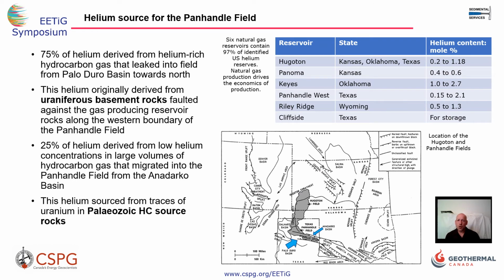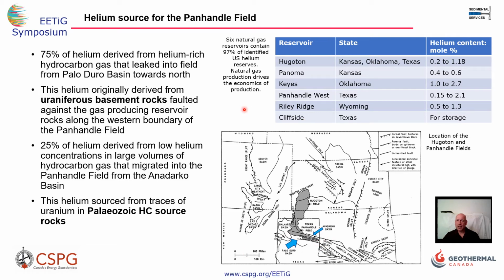So the helium sources for the Panhandle field are from two basins. They're mainly from the Palo Duro Basin, which is sitting down in here. And this helium is derived from the basement rocks, and around 75% of the helium within the Panhandle field is generated by these rocks. And then 25% of the helium is derived from low helium concentrations in large volumes of hydrocarbon gas in the Anadarko Basin, sitting up here towards the northeast. And this helium is sourced from traces of uranium in Paleozoic hydrocarbon source rocks. So there are two different sources for the helium within the Panhandle uplift.